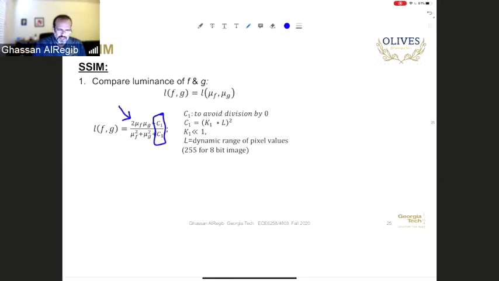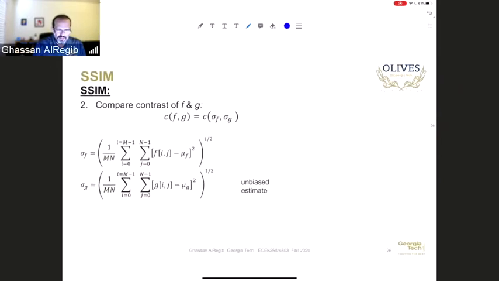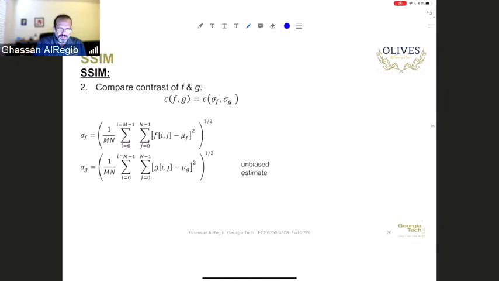Similarly, we can do the same thing if we remove the mean value from each one of the images, and we compute sigmas. So F minus the mean value, squared, and then sum and average, that will give us sigma squared F, right? If you take the square root, that will give us sigma F, and the same thing for sigma G. So we're trying to look at the contrast between F and G. This is the contrast between these two numbers, sigma F and sigma G.